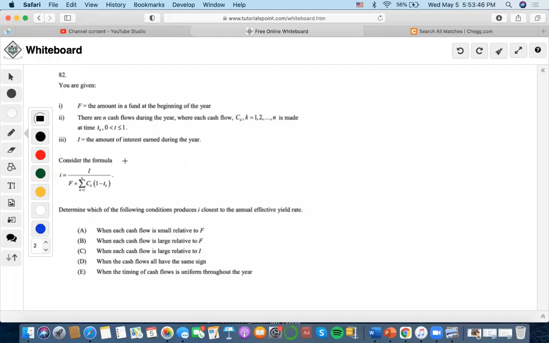Okay, so this problem consists of the dollar weighted interest rate of return formula. It's pretty obvious. Interest earned, always find at the top, always starts with the initial amount and then cash flows thereafter, depending on deposits or withdrawals. And so they're asking here, determine which of the following conditions produces I closest to the annual effective yield rate.